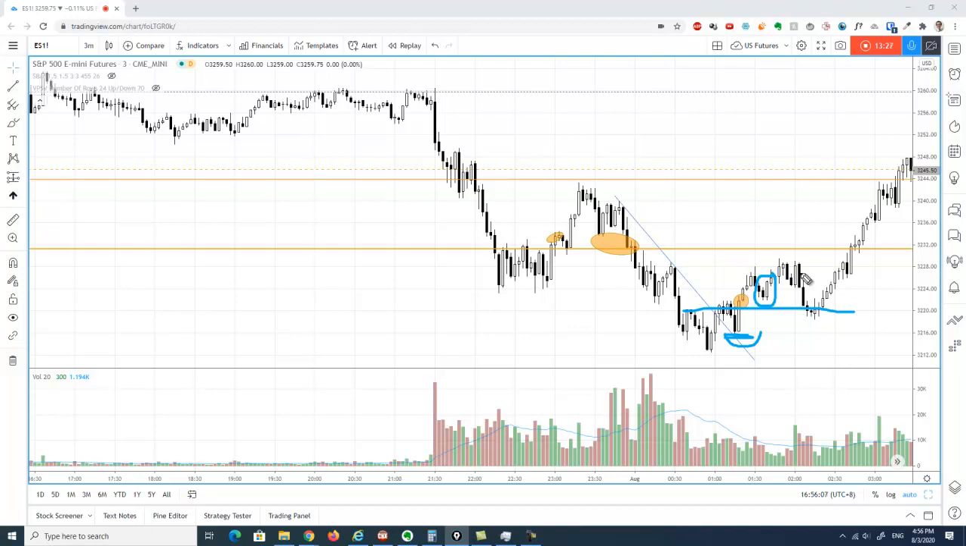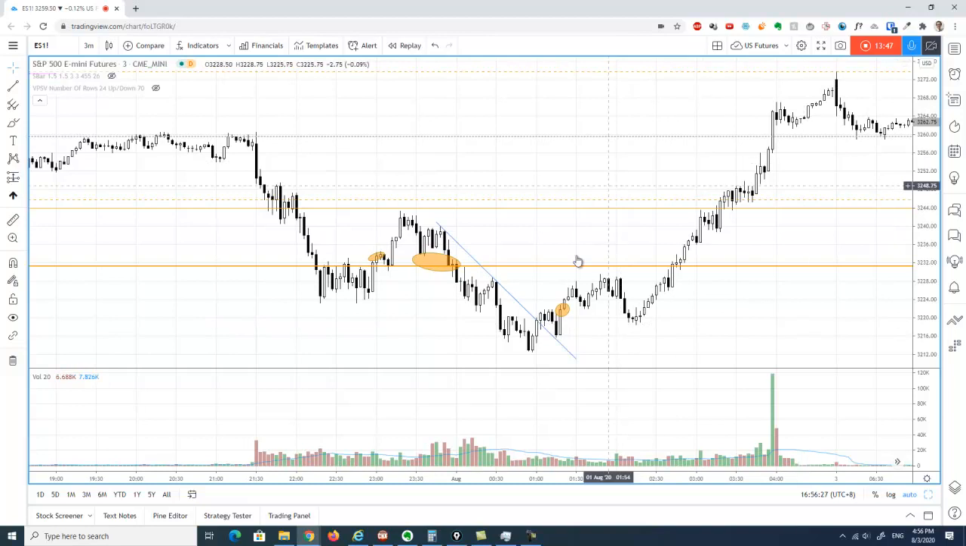Subsequently you can see that the deeper reaction actually tested the resistance turned support level, and subsequently we have a very nice run up here. So this could be the potential long trade on Friday.